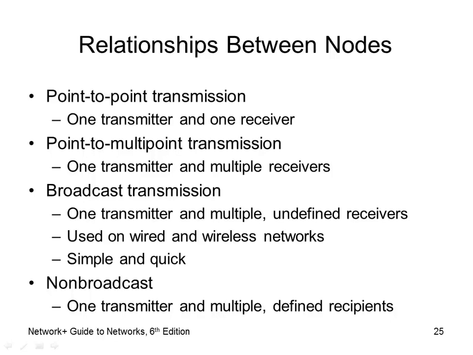So in sending data from one point to the other, you have a point-to-point transmission, which means one sender is sending something destined for one receiver. Point to multipoint, one sender is sending something destined to multiple receivers. And then a broadcast, where one transmitter is sending it to an undefined number of receivers.